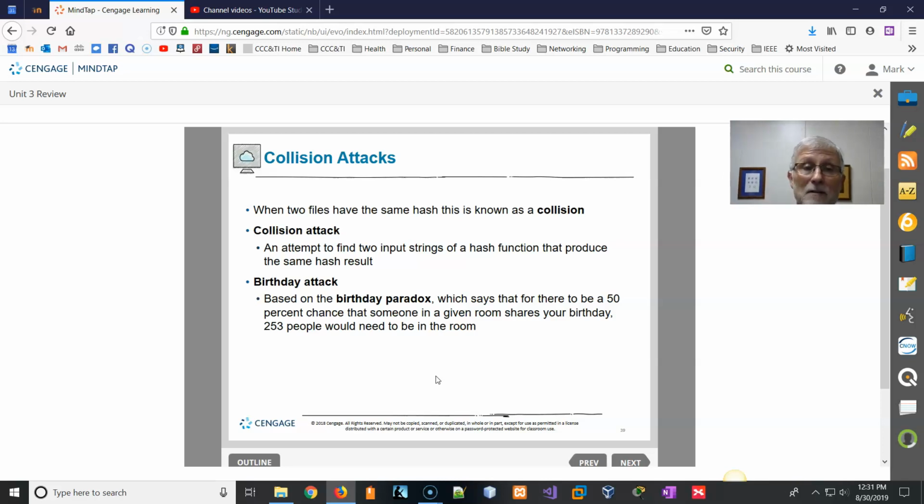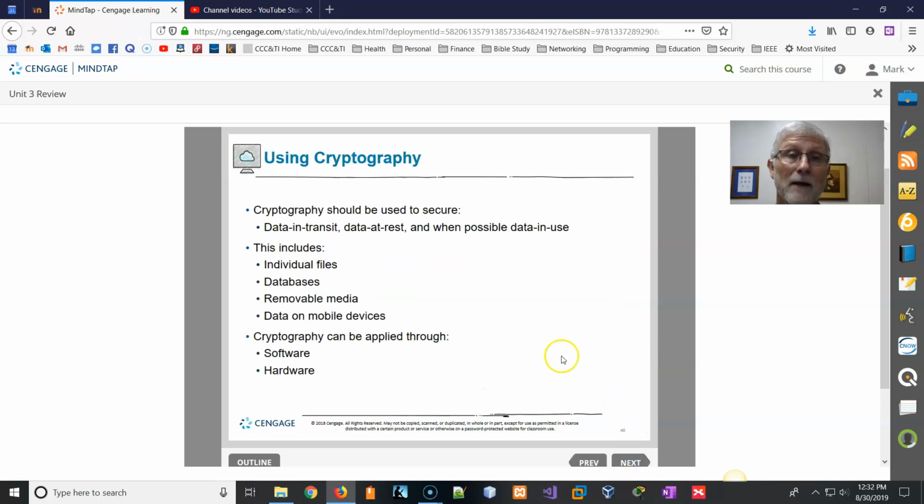Another attack is the birthday attack. It is based on the birthday paradox, which says that there will be a 50% chance that someone in a given room shares your birthday if there are 253 people in the room. So they try to say, if I give you enough attempts, maybe I'll find that combination quicker. Now, what can I use this stuff on?